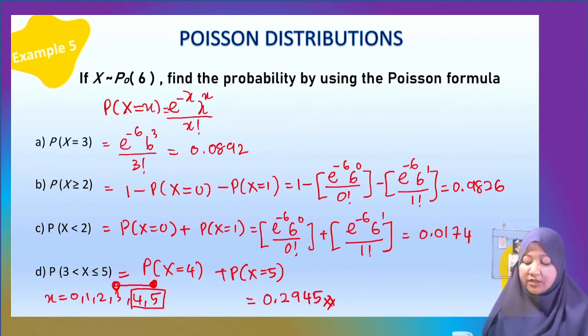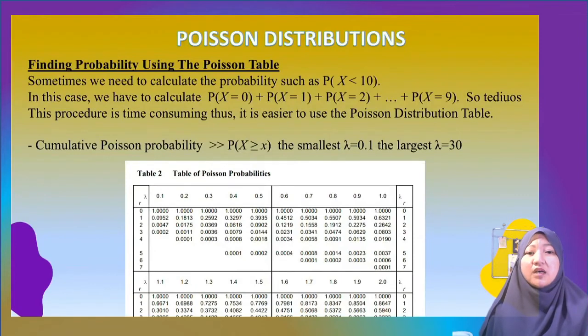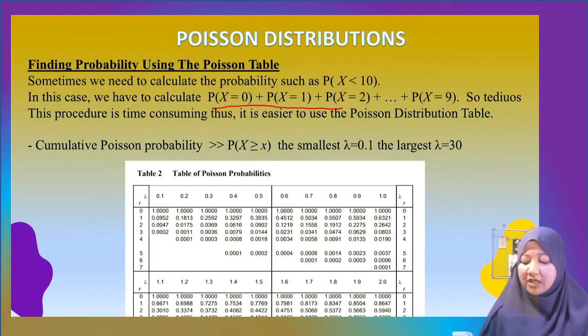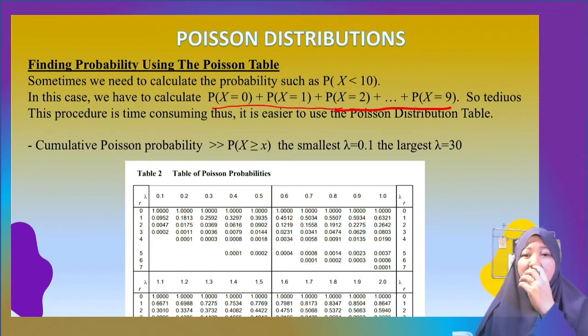Okay, Poisson distribution. Okay, this one kita mencari Poisson menggunakan formula. Okay. Seterusnya kita boleh menggunakan table untuk mencari Poisson distribution. Okay, kenapa kita perlukan table? Okay, table ni lebih memudahkan pengiraan lah. Okay, kalau kita terpaksa mengira nilai probability yang sangat panjang, so dia sangat sukar dan cerewet lah. Jadi kita boleh gunakan table untuk memudahkan pengiraan.